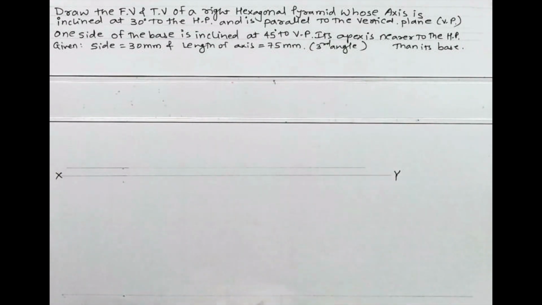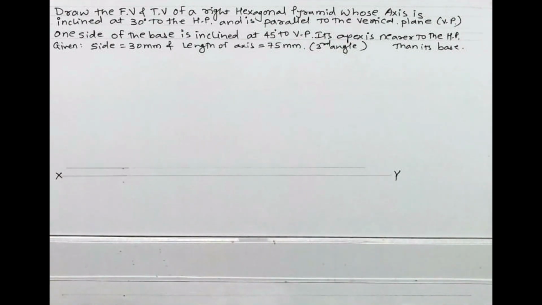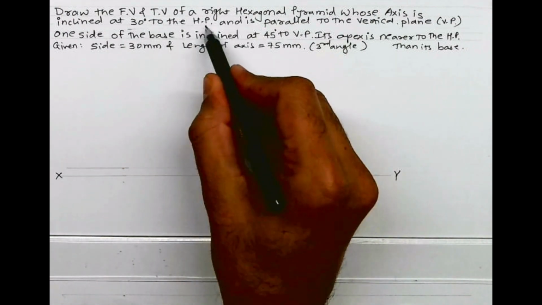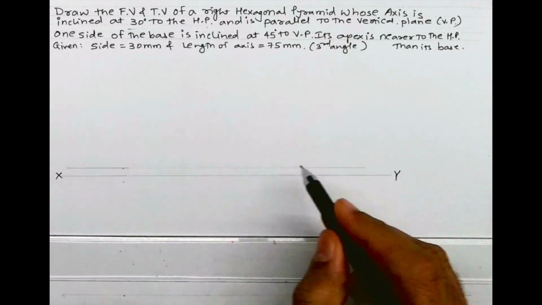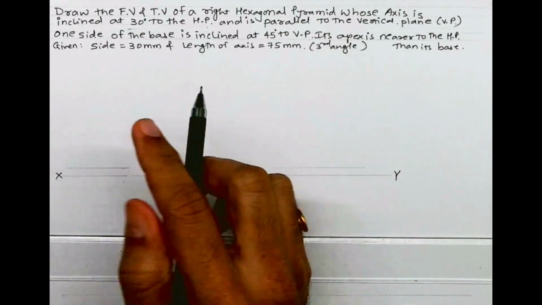See, first we will draw XY line. Now over here they have mentioned axis inclined at 30 degree to HP, right? So if axis is inclined to HP, first we will draw perpendicular to HP. So top view will give you true shape. So I'll start with top view.